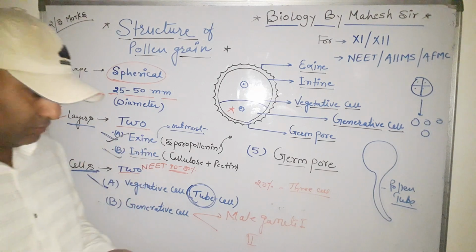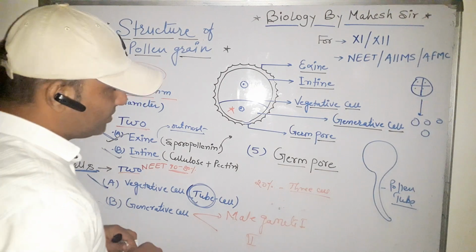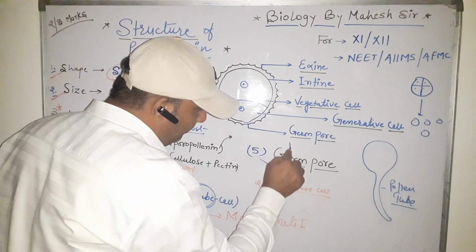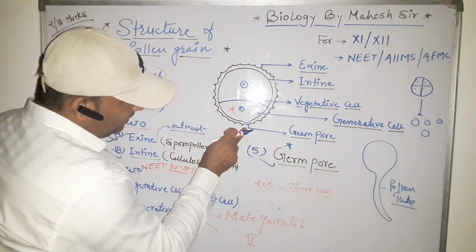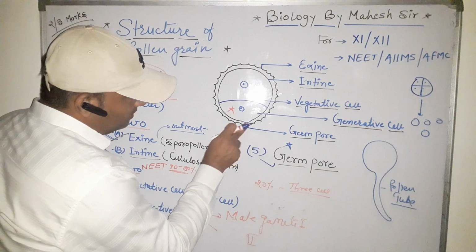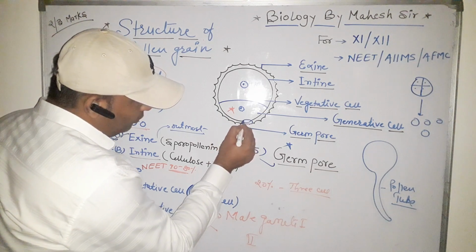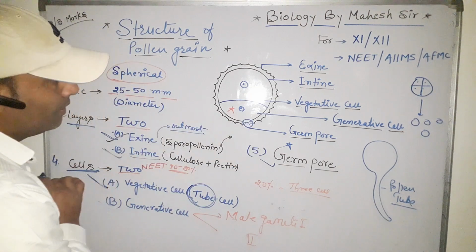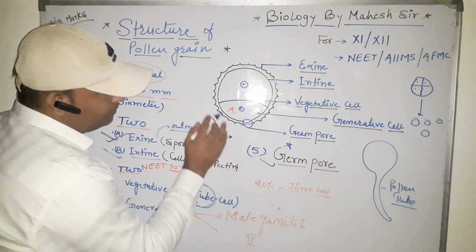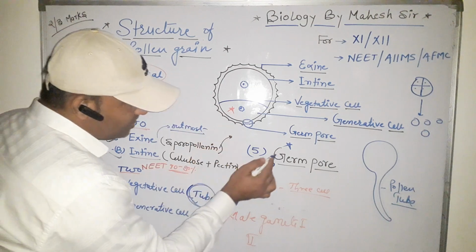Now move to the fifth structure of the pollen grain. The fifth structure is the germ pore. A very important structure. At some places where the exine is absent, it contains a very thin layer, and this portion is called the germ pore. Clear? Where the sporopollenin or exine is very thin or absent, the pore is called the germ pore.